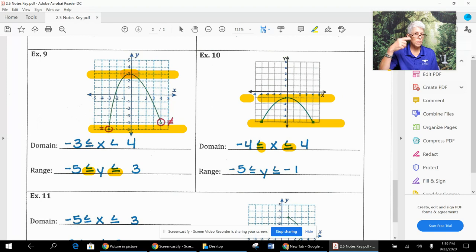All right, again, you always start with the least. With the y, that's kind of hard. You have to remember you're going to do the lowest value, which in this situation is -5, less than or equal to y, less than or equal to -1.